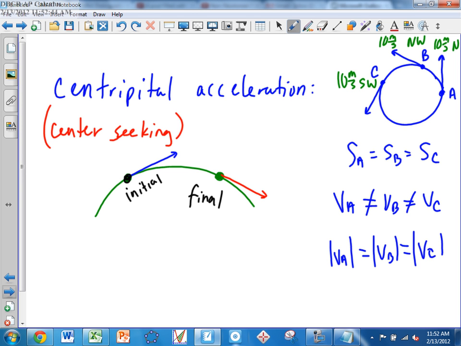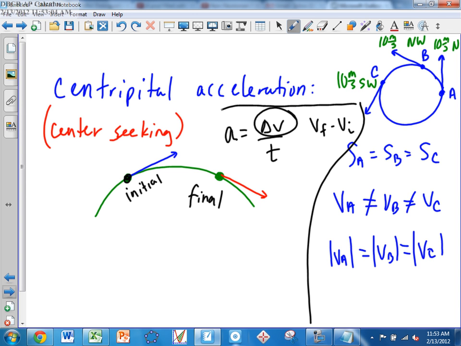Now, our definition of acceleration, remember, is delta v over t. Okay, that's our definition of acceleration. So the question becomes this: I want to isolate delta v. Well, delta v is really vf minus vi. Agreed? Again, I'll put a little line here to show you where I'm adding, so that's what you're going to have to write after it. Delta v is going to be your vf minus your vi.